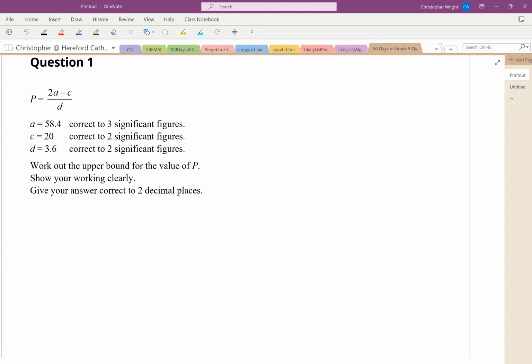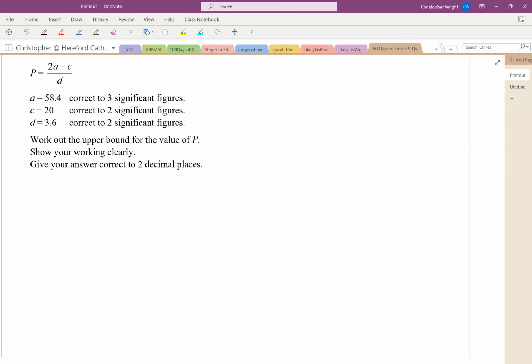Question 1. Right, this looks like a question about upper and lower bounds. Let's have a look. We've got a formula for P, and then we're given A, C, and D, each one correct to a different degree of accuracy, and we're being asked to work out the upper bound for the value of P and to give our answer to 2 decimal places. Generally, with a question like this, before you do any more thinking, simply work out the upper and the lower bound of each of your variables.